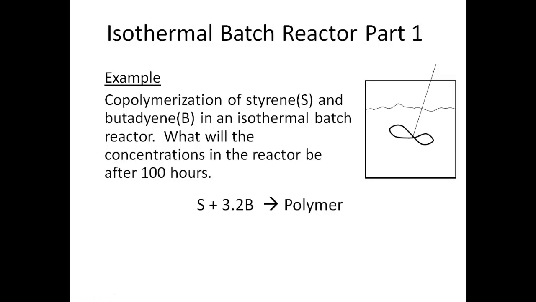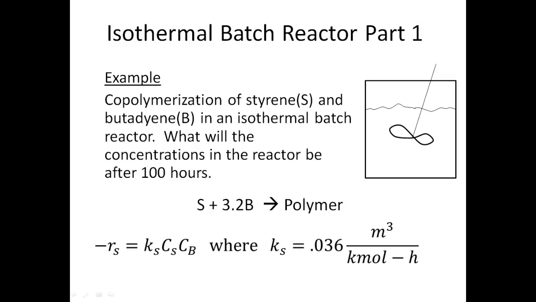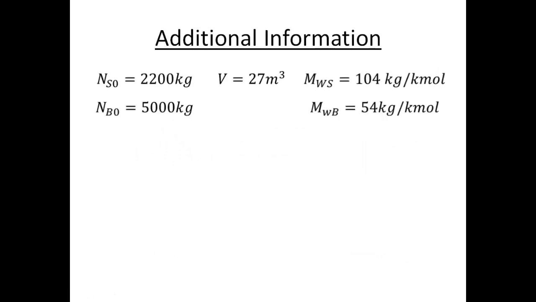The reaction is given as S plus 3.2B goes to the polymer. The rate law is negative Rs is equal to Ks times the concentration of styrene times the concentration of butadiene, where Ks is equal to 0.036 meters cubed per kilomole hour. Some additional information on this problem is we start with 2,200 kilograms of styrene and 5,000 kilograms of butadiene. The reactor volume is 27 meters cubed, and we are provided with the molecular weights of both styrene and butadiene.